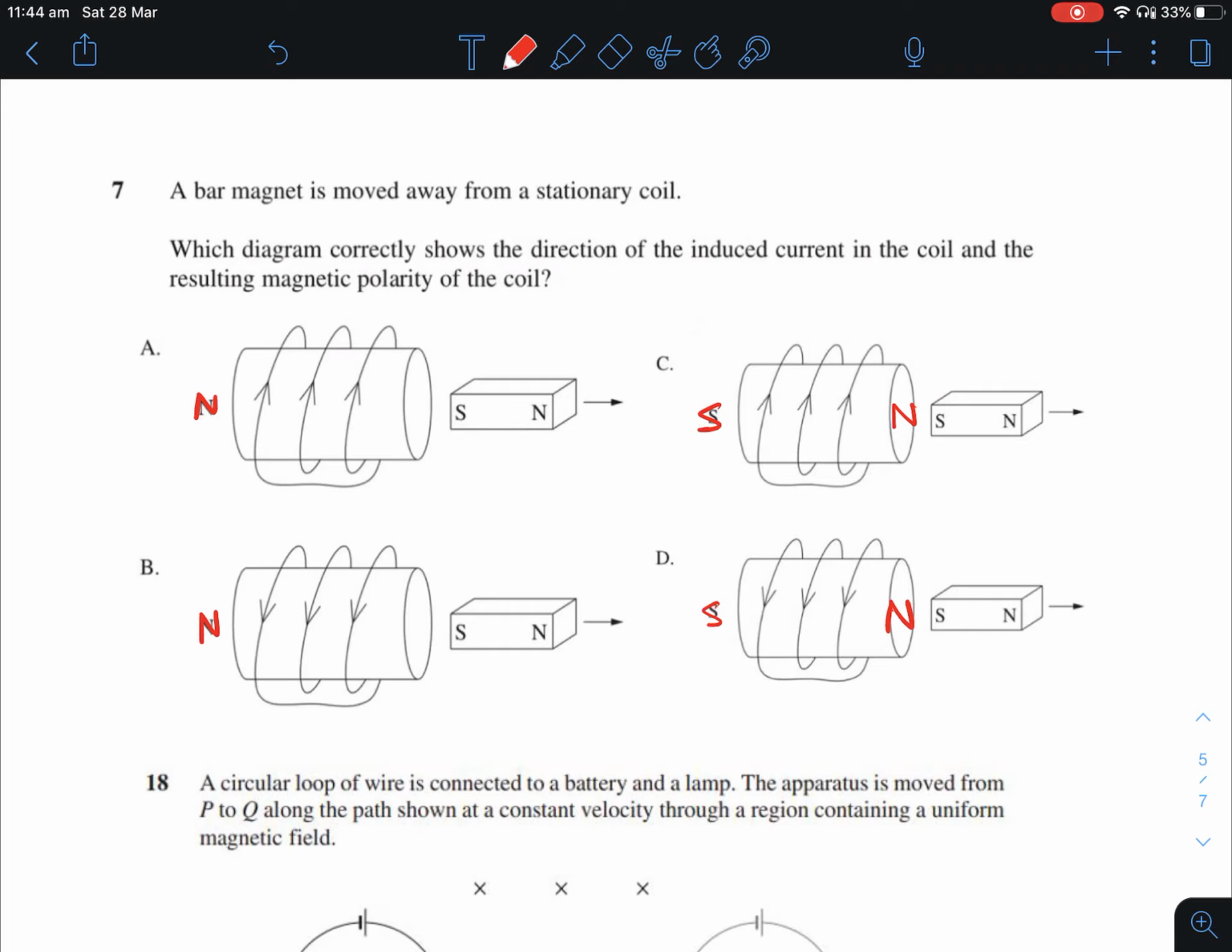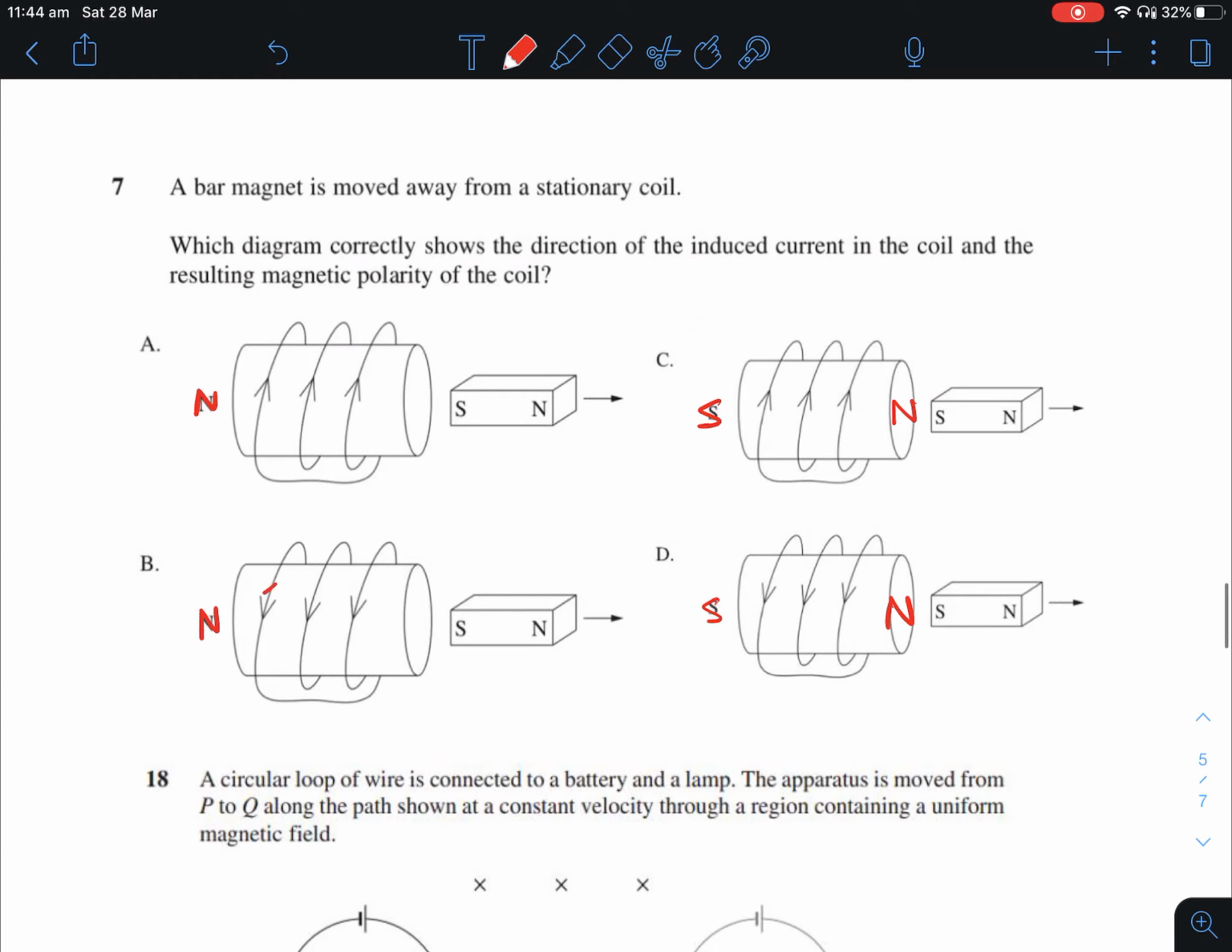Let's try out B. We point our thumb in the direction of the north pole, and our fingers should be traveling up the coil like so. So B is incorrect, that's an incorrect diagram. It can't possibly be B. Let's try C. Oh, again, that's impossible. The current should be flowing like this for a north pole to appear here, and so it can't be C. And so let's try A and D.